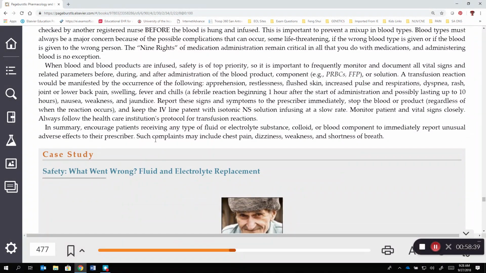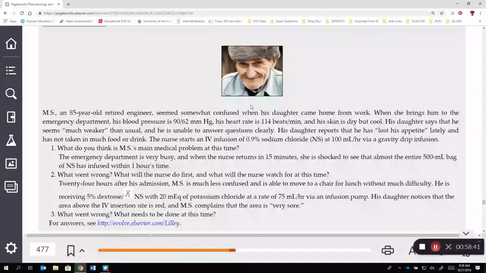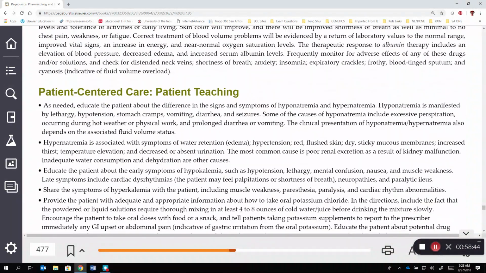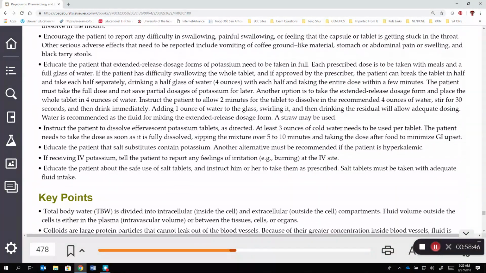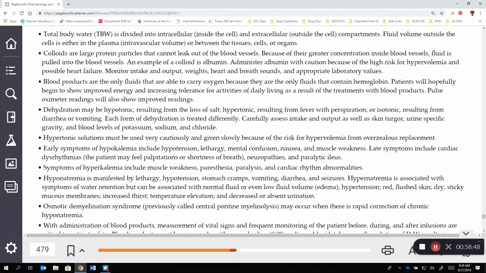And you don't need to read about the colloids. And then you have a case study. Patient-centered care with teaching, you'll want to look at that. Don't forget about your key points. Review the key points of every chapter. I recommend you look at those key points before you read the chapter, because they will help parts of the chapter jump out at you and you'll know that you're reading something important.